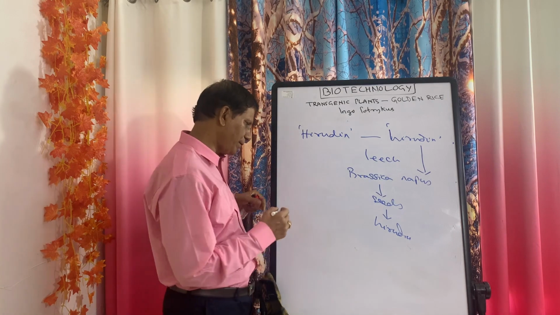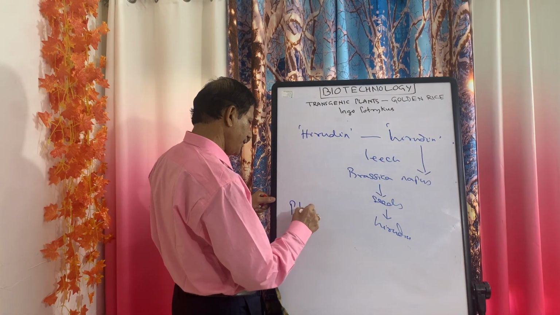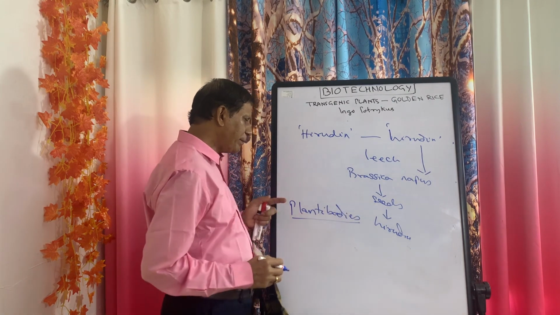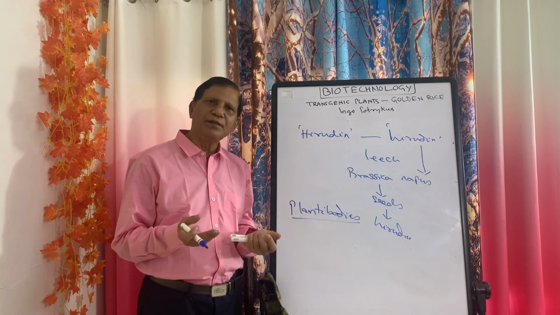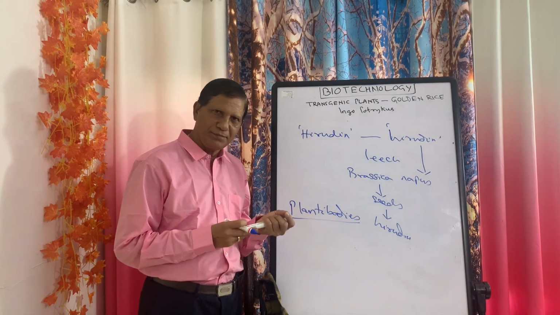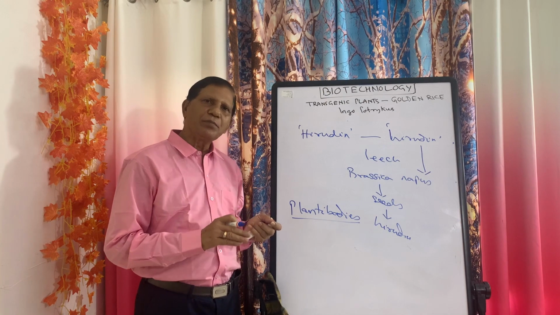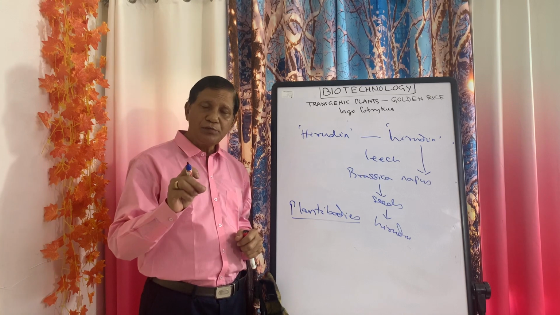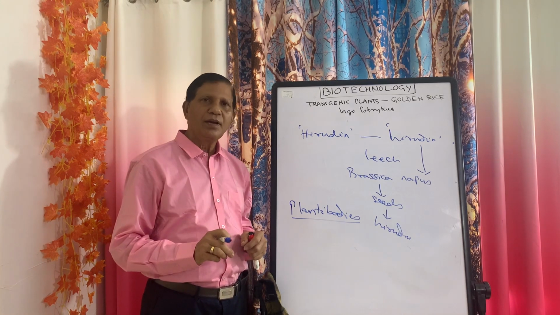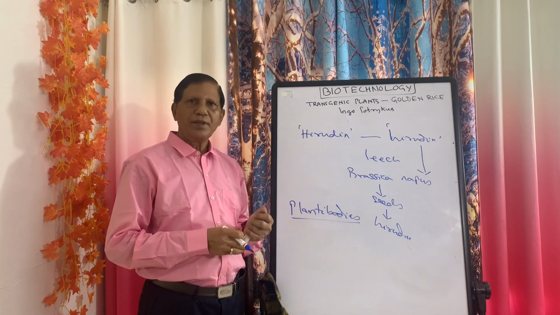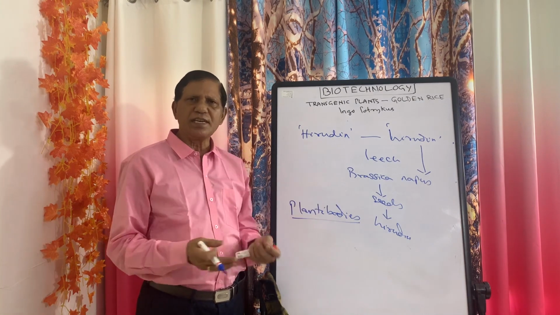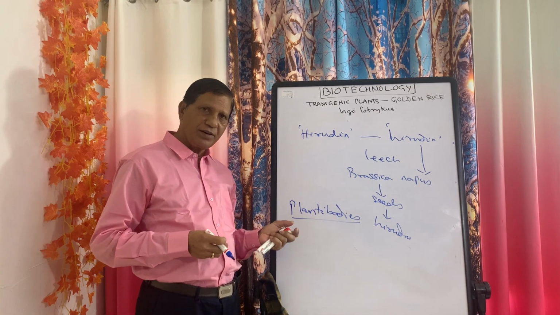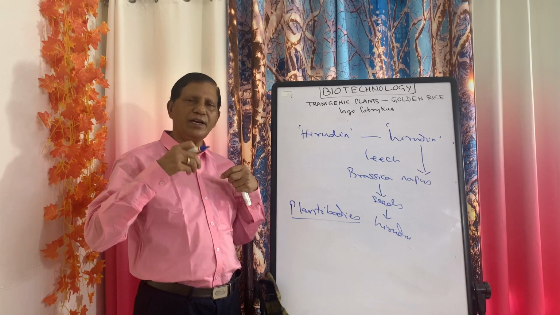Then another example, plantibodies. Now what do you mean by plantibodies? We know about antibodies, but here plantibodies means the plants will produce antibodies directly. That is why they are known as plantibodies. By introducing different types of genes for cholera or for some common diseases, when we take the plant product, directly the antibodies enter into our body.